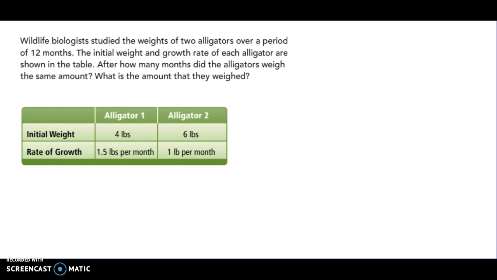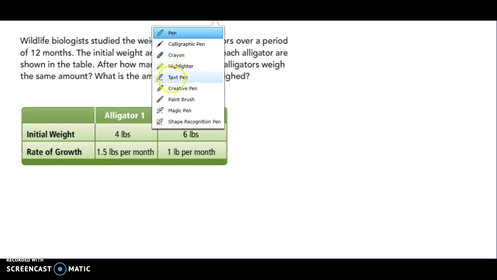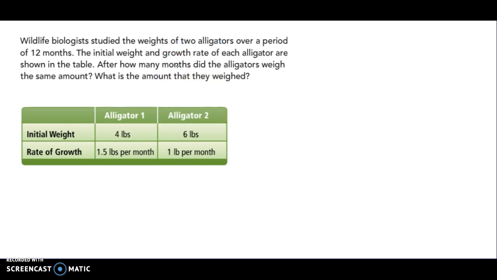Wildlife biologists studied the weight of 2 alligators over a period of 12 months. The initial weight and growth rate of each alligator are shown in the table. After how many months did the alligators weigh the same amount? What is the amount that they weighed? So let's look at what the question is. They want to know after how many months did the alligators weigh the same, and then they also want to know what is the amount that they weighed. So we have 2 questions we need to answer here.